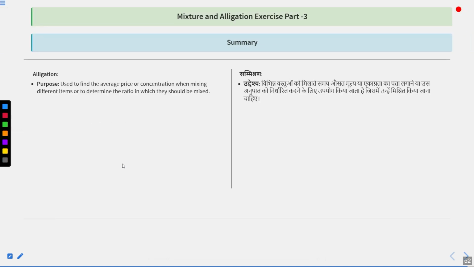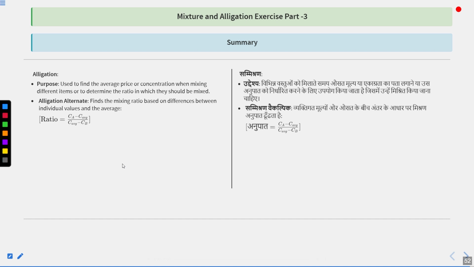Now, what is alligation? It is used to find the average price or concentration when mixing different items or to determine the ratio in which they should be mixed. The formula is: find the mixing ratio based on the difference between individual values and the average. Ca minus C average upon C average minus Cb.